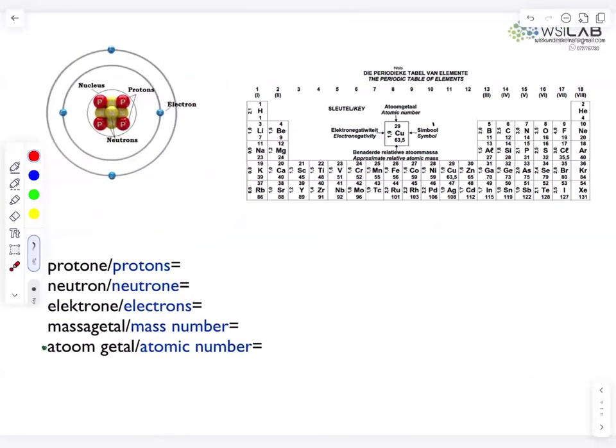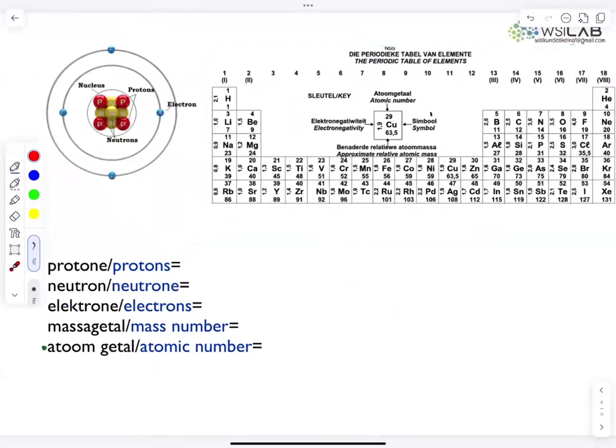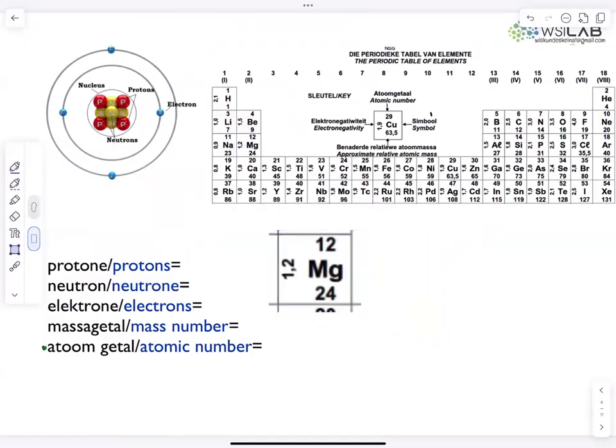Okay, right. The second thing that you need to know is, what does this number represent? I'm just going to copy one. We're going to be still busy with magnesium as our example. And I'm going to look at these numbers. What does that top number there represent? Let me quickly look at your periodic table. It says atomic number. Okay. Yeah. What does that actually mean?